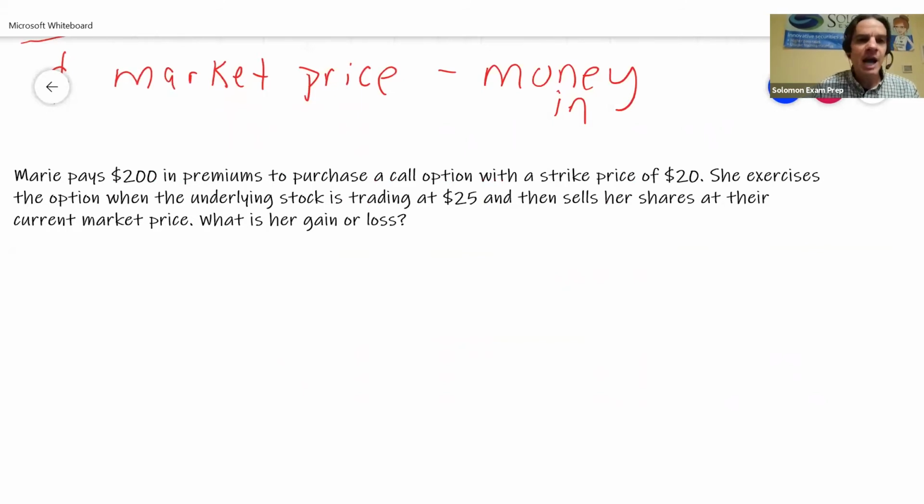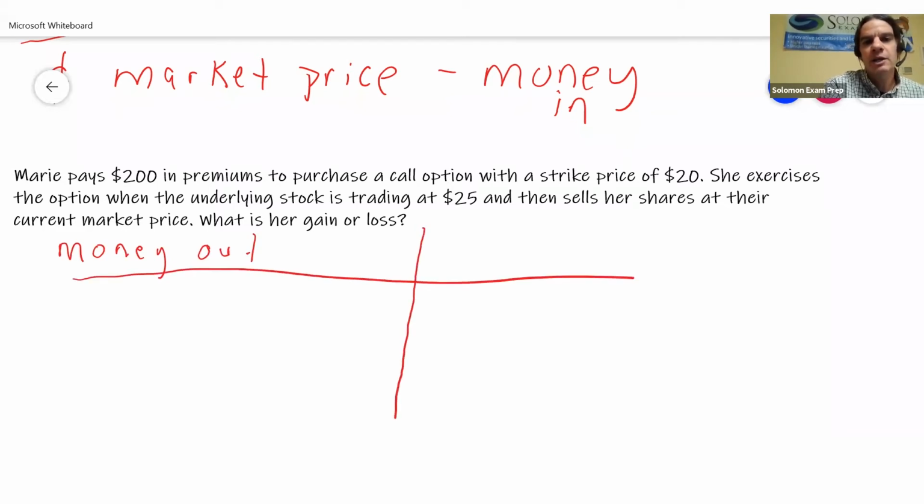She then exercises the option when the underlying stock is trading at 25 and sells her shares at their current market price. So what is her gain or loss? All right, so let's just make a table, which we often call a T-chart. A T-chart is basically a two-sided chart. You put money out on one side and money in on the other side. And then you basically just do your subtracting.